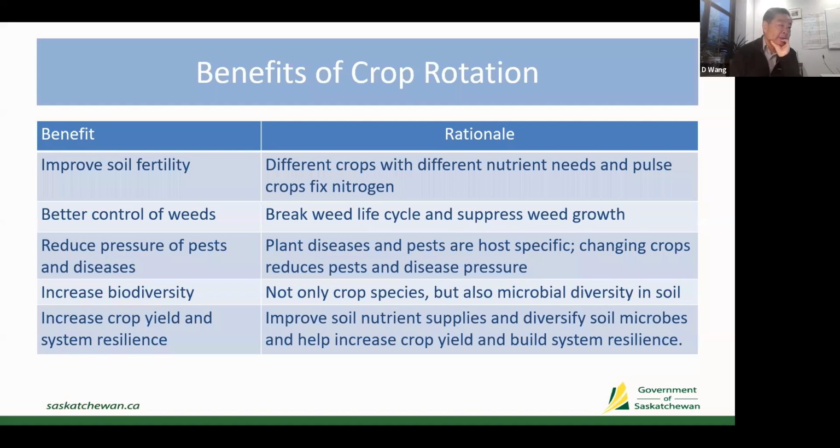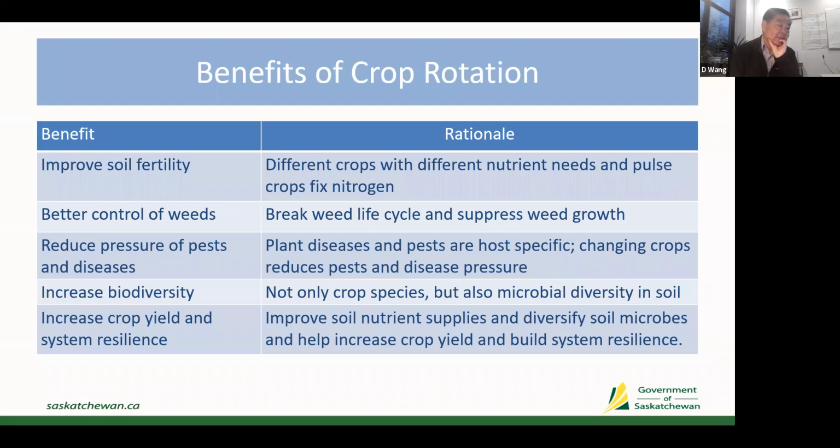And another one is better weed control, because different crops have their own agronomic differences. This kind of difference would break the weeds' life cycle and suppress weed growth. And rotating crops would reduce the pressure of pests and disease, mainly because plant diseases and pests are host specific. Changing crops would block their life cycle and make them difficult to spread.